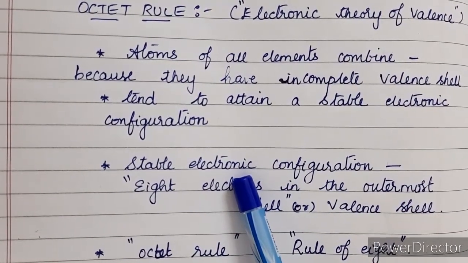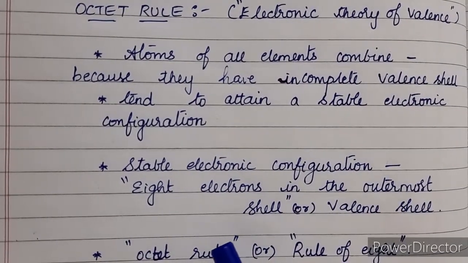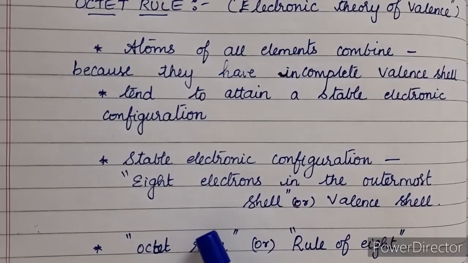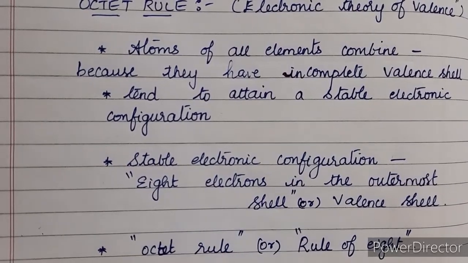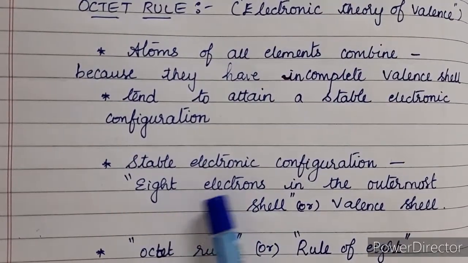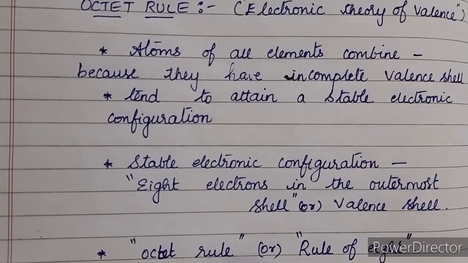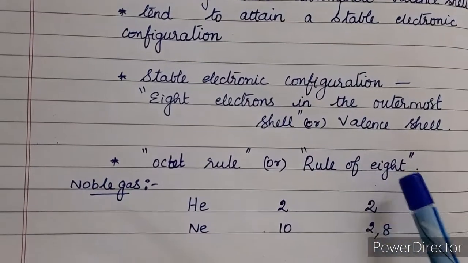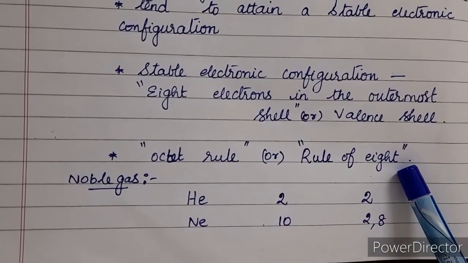So to attain the stable electronic configuration, what happens? The atoms may transfer electrons or share their electrons. So that is what we are going to learn in types of chemical bond. Now if the atom has 8 electrons in the valence shell, then it is said to have the octet rule, or it is called as the rule of 8, means 8 electrons in the outermost shell.